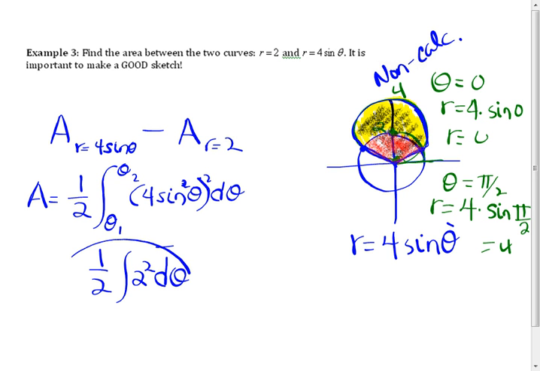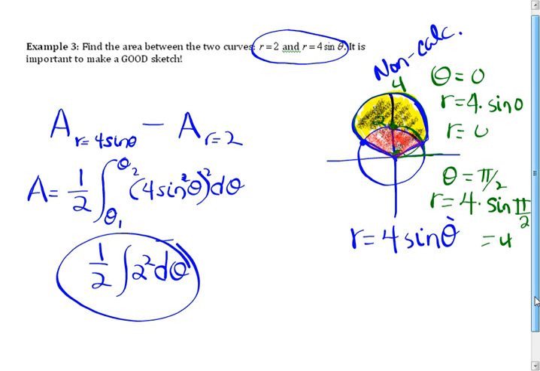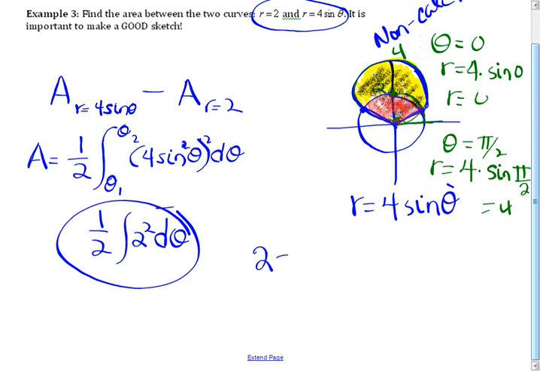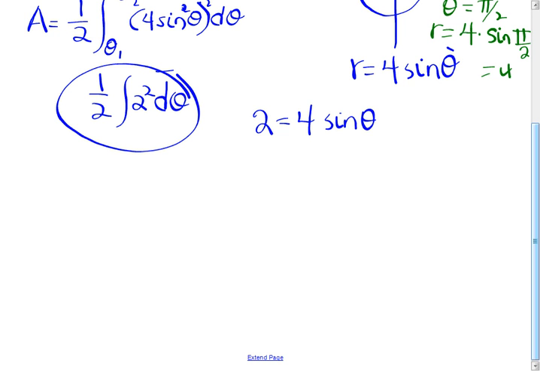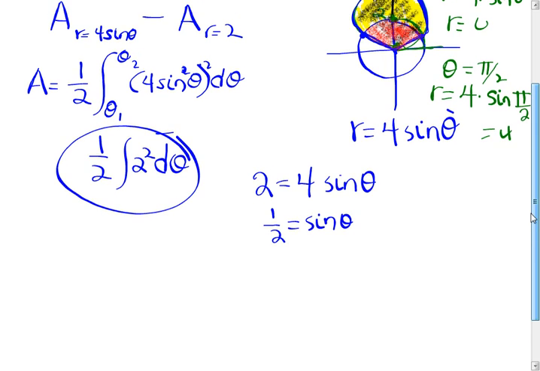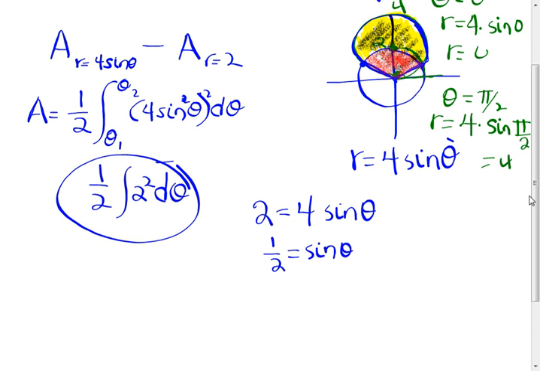Now you could do this with geometry. We have to figure out what that angle is, don't we? Remember how to find the angle? I want these two curves to intersect. So 2 is equal to 4 times the sine of theta. Now, you know they're going to give you 30, 60, 90s, or 45, 45, 90s if it's without a calculator. So 1/2 is equal to the sine of what angle? What angle is that?